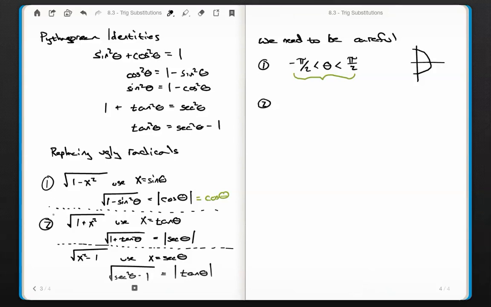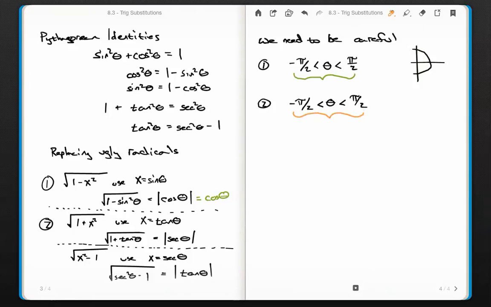Option 2, corresponding with tangent of theta. Where can I get all possible values of tangent of theta? The same place. So I'm going to say that theta, again, is between negative pi over 2 and pi over 2, because I can get all possible values of tangent in this range. And lo and behold, the secant of theta, which is 1 over cosine, well, cosine is always positive, so secant is always going to be positive. Let's go orange. This constraint for number 2 means that the secant is always going to be positive, so I can drop the absolute value sign.